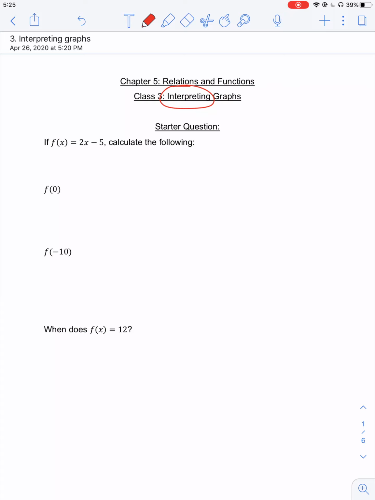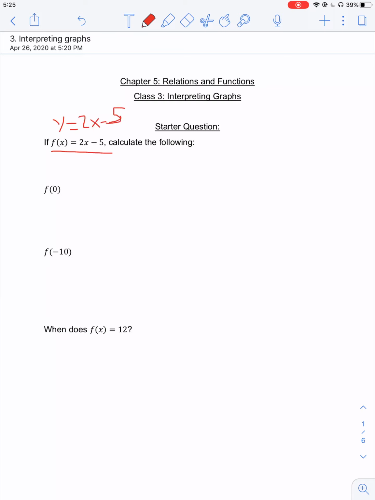But for the starter question, I really want you to pay attention because this is one of the things that students were struggling with last week. Okay, so the function notation, right? So I guess in grade 9, what you mainly saw was, instead of f of x is equal to 2x minus 5, you saw y is equal to 2x minus 5, something like that.